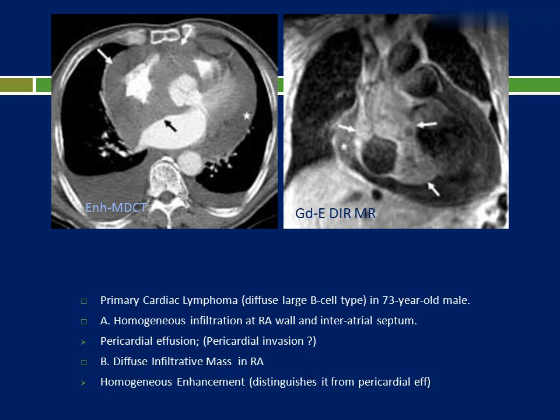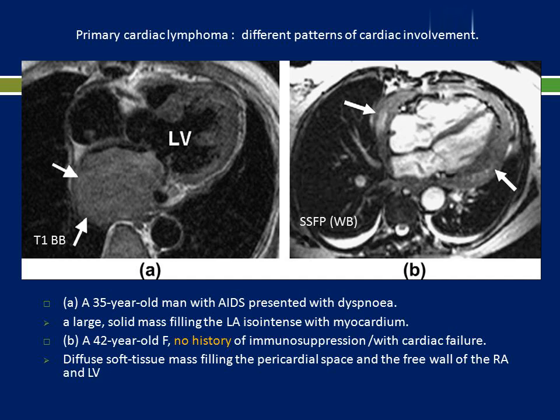A, homogeneous infiltration at the RA wall and interatrial septum. Pericardial effusion, pericardial invasion. B, diffuse infiltrative mass in the RA. Homogeneous enhancement distinguishes it from pericardial effusion. Primary cardiac lymphoma, different patterns of cardiac involvement.